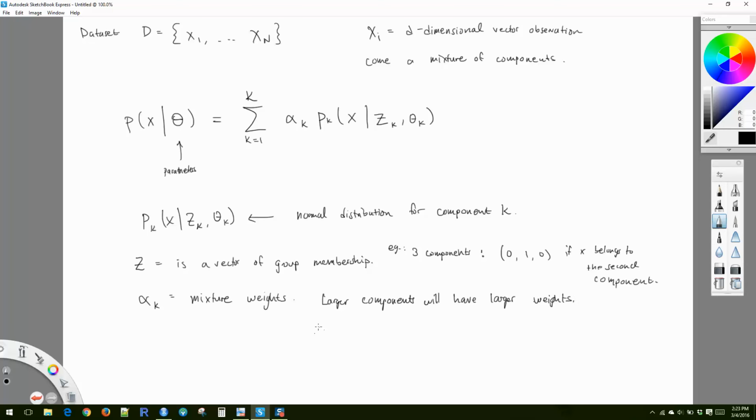Okay, but if you add up all the weights, what do we get? Basically 1. Okay, so if the first component consists of 50% of your data, your alpha for that weight is 0.5. And so basically this just says, okay, multiply the weight times the probability of getting this data point under this model, and then add them up.